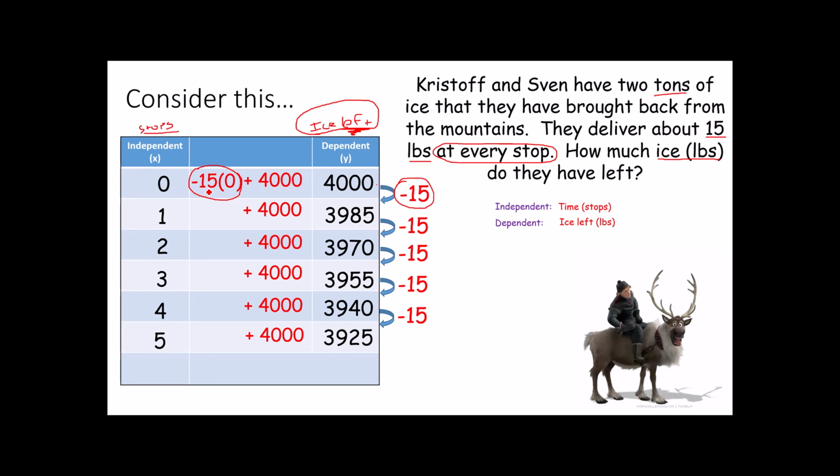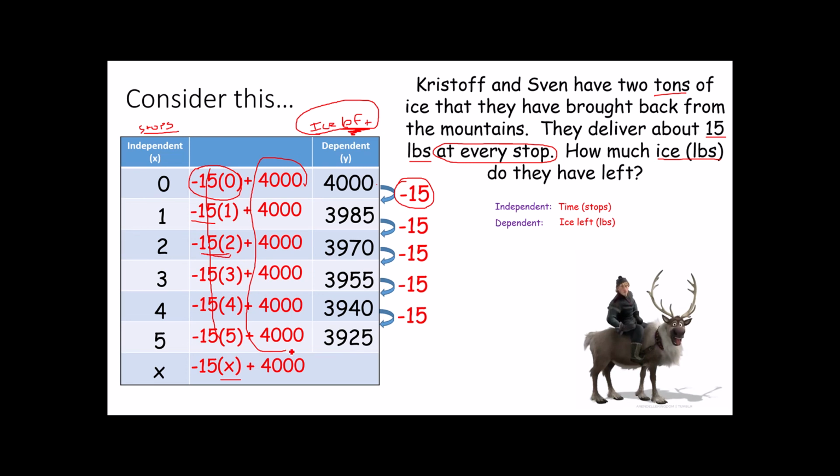After 0 stops, there's no change. But after 1 stop, he's dropped off 15 pounds of ice. After 2 stops, he's dropped off 15 the first stop, 15 the second stop, so 2 sets of negative 15. So he's dropped off 30, 45, 60, and 75, meaning that I can use the information in this table to realize we're always going down by 15. The only thing that changes is how many stops we make. And we also notice that we started with 4,000 pounds no matter what else happens. That allows us to write this pattern.